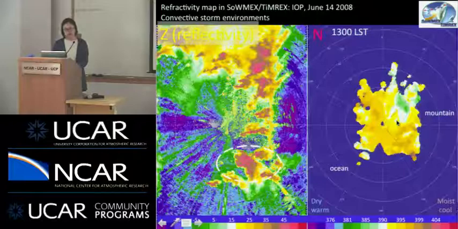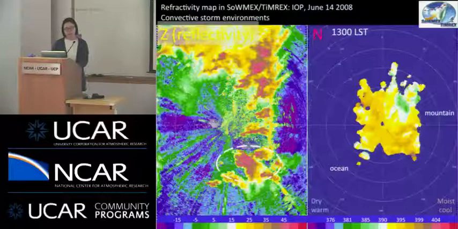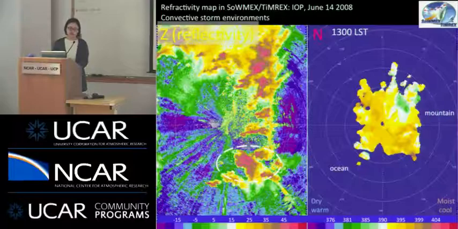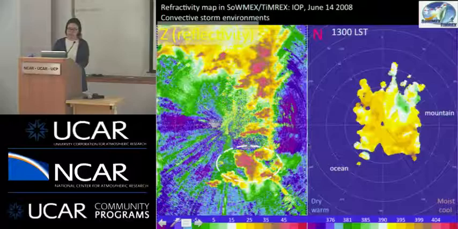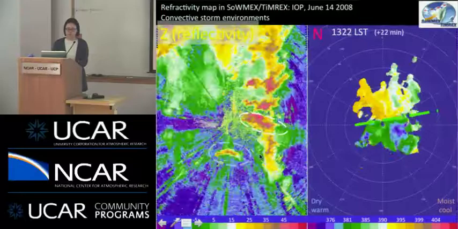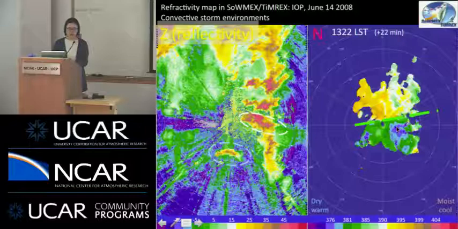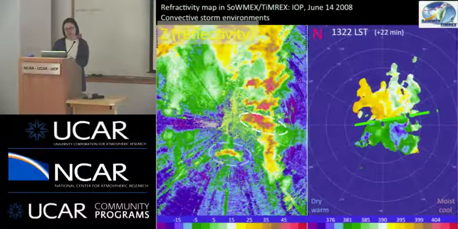At one p.m. local time, you can see a more homogeneous refractivity field, because a big system has already passed by, so the environment becomes more homogeneous. And we see there is still some convection continuously moving in from the south. But it's very interesting, because even when the convection moves in, the refractivity drops. Before, we expected the refractivity after the convection to increase because of the moisture or something. But very surprisingly, the refractivity pattern starts to change in this direction.